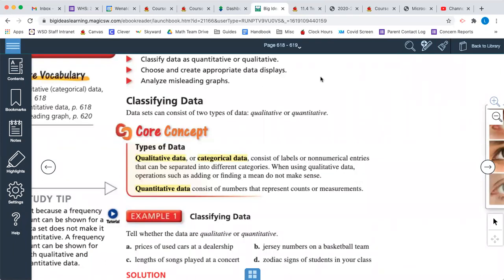So qualitative or categorical data, as you can see, consists of labels or non-numeric entries that can be separated into different categories. So when you're using qualitative data, there's a lot of operations that don't make sense, like adding something to the data set, as we saw in section 11.1, or finding the mean. Oftentimes finding the median doesn't make sense. So there's a lot less you can do with qualitative data, or categorical data, than you can with quantitative data. And quantitative data just consists of regular numbers, counts, measurements, that sort of thing.